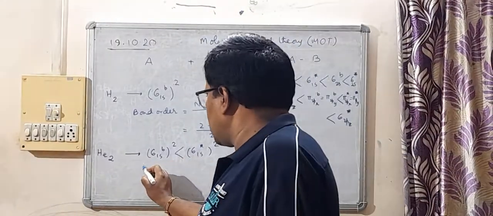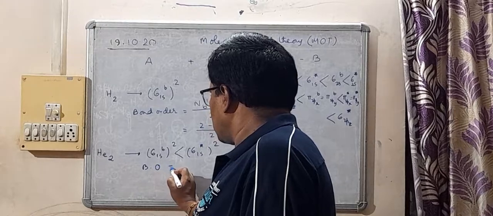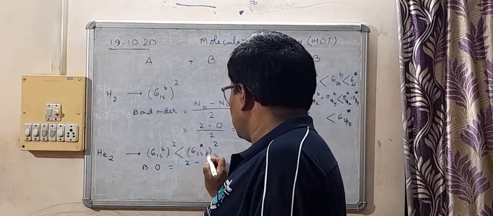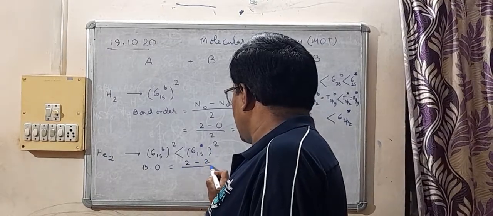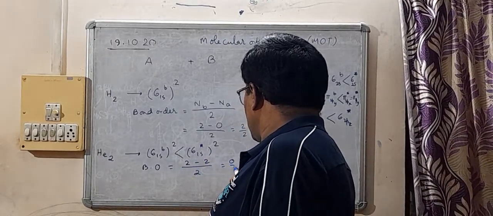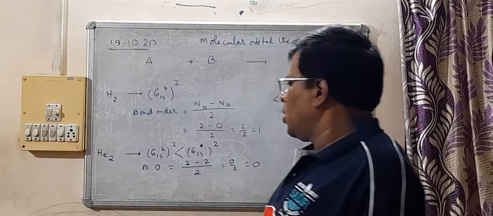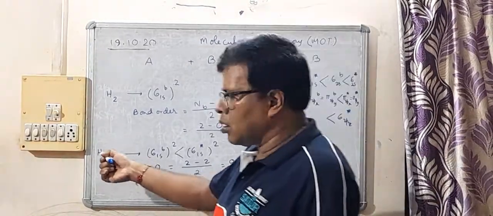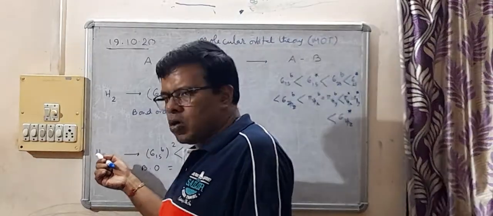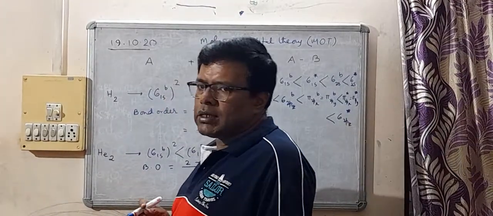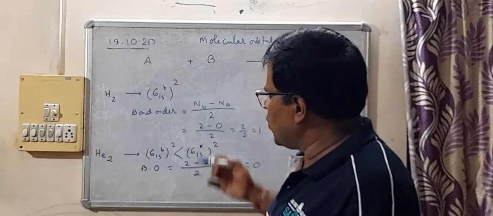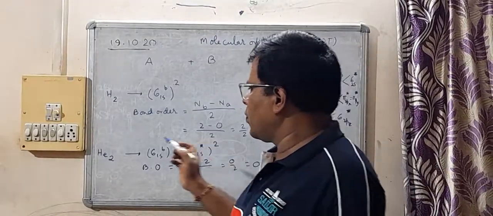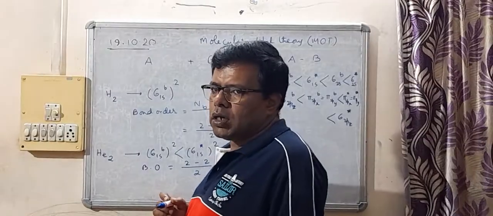So bond order will be, there are 2 electrons in bonding minus 2 electrons in anti-bonding divided by 2, 0 by 2, 0. So bond order 0 means there is no bond. If there is no bond, that means this molecule does not exist. So we are getting an explanation from molecular orbital theory that the helium molecule does not exist.